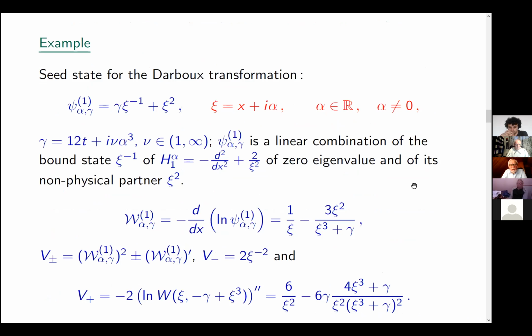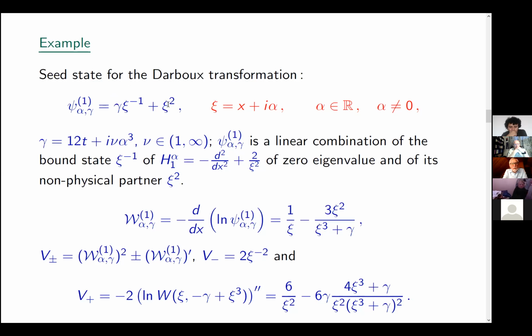Now I would like to discuss some simple examples. So let us consider the Darboux transformation based on the seed state shown here. This wave function is an eigenstate of the simplest two-body collinear model with the center of mass degree of freedom omitted. So this is the eigenstate of this Hamiltonian of zero energy. The first function, 1 over xi, is a physical eigenstate of this Hamiltonian, that is, it is a square-integrable state on the real axis. And another state is a state of the same zero energy, but it is non-physical. It is not a square-integrable wave function.